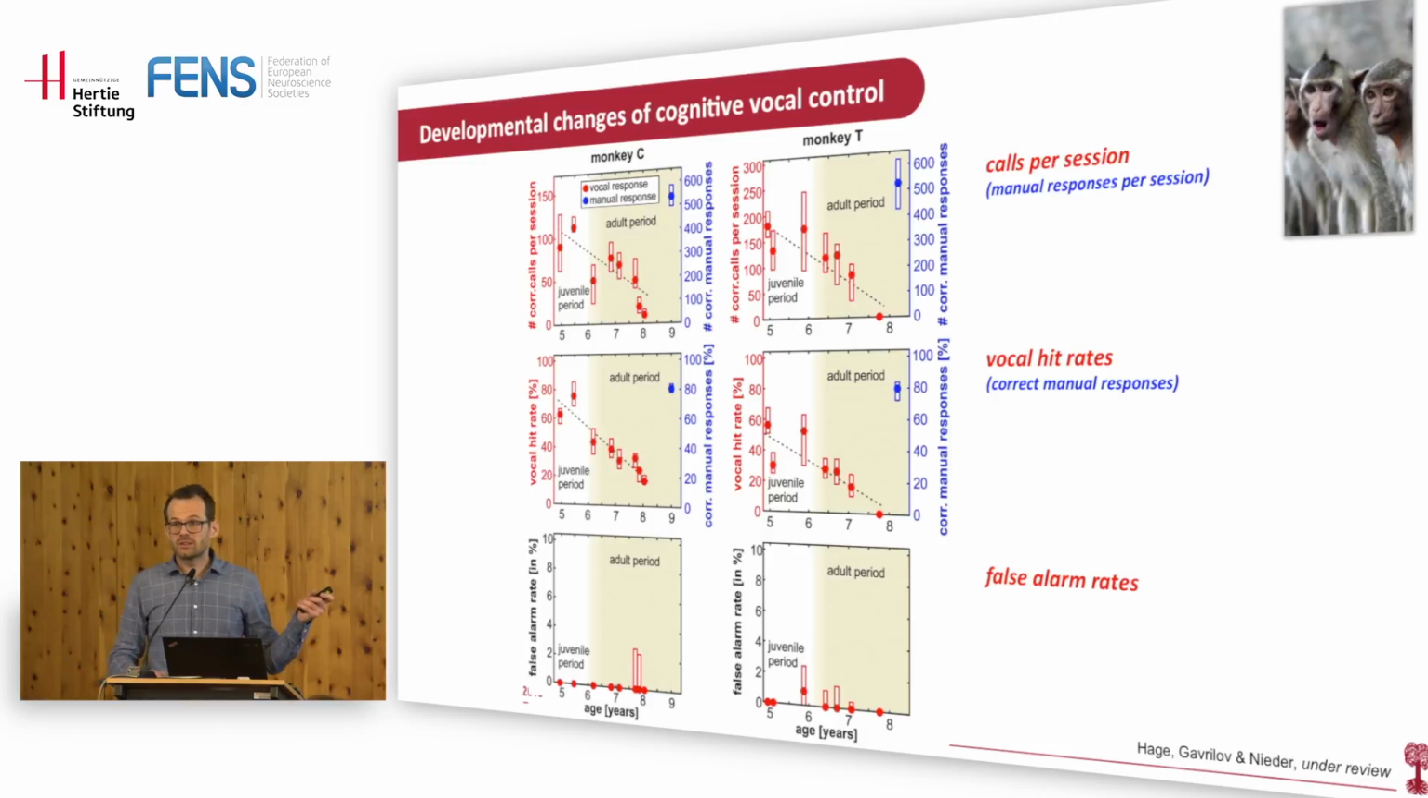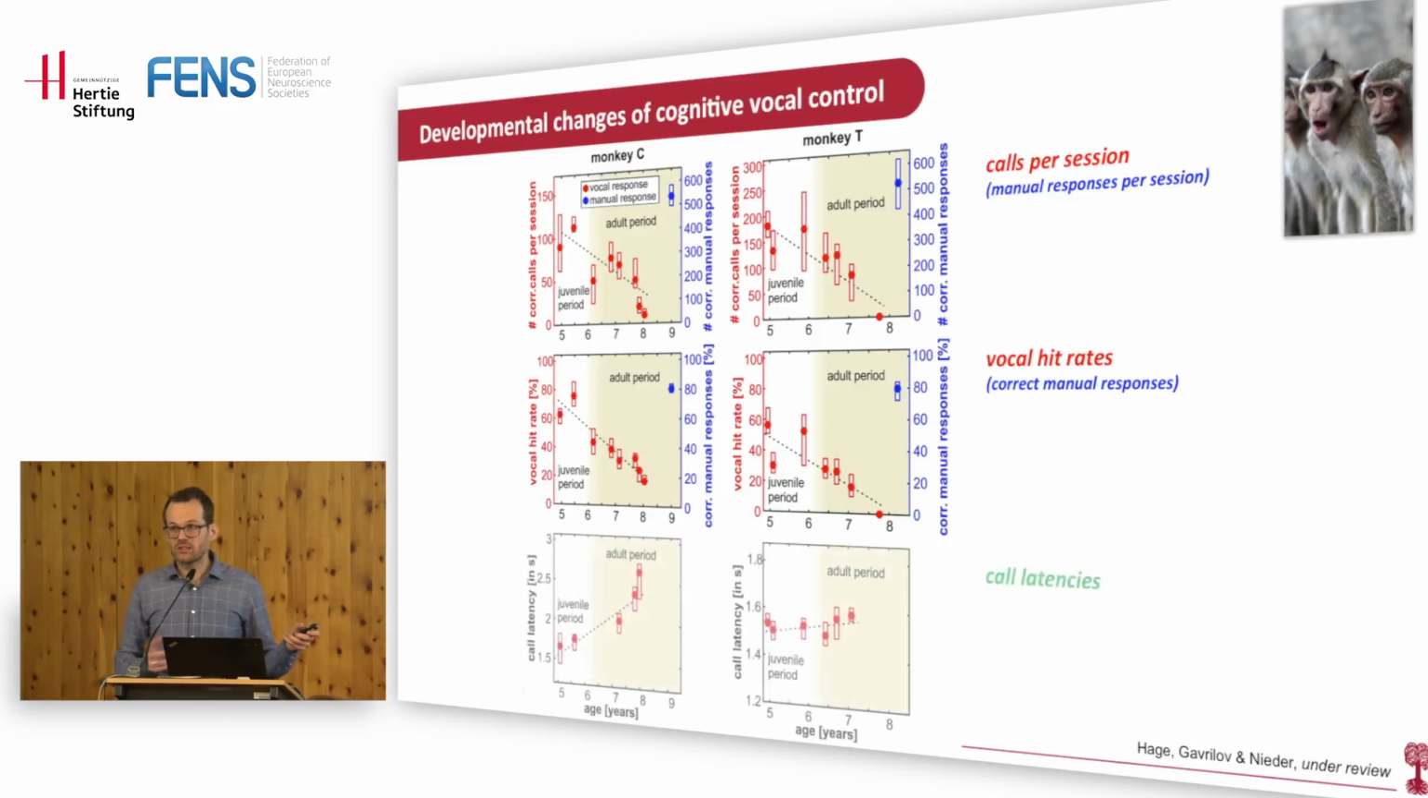Now the question, of course, is why? Oh, by the way, I forgot that a lot of things changed in these animals. The call latency also changed, in both monkeys significantly. In one of these monkeys, it went up from 1.5 seconds to 2.5 seconds. So they were almost not able to make this 3-second window anymore, because it took them so long to vocalize.